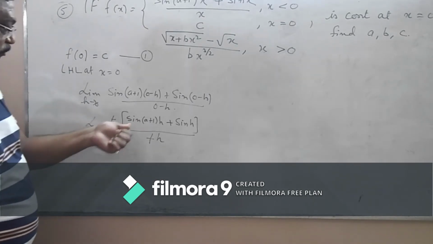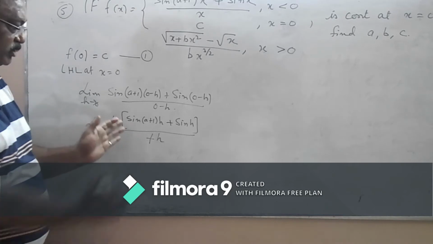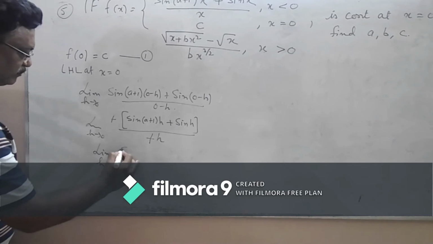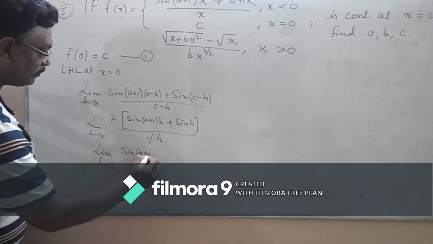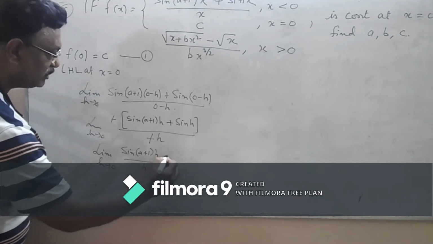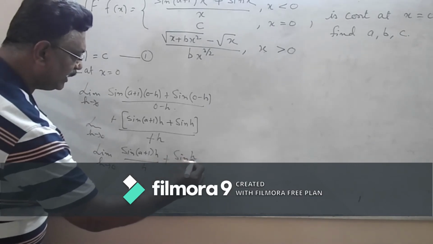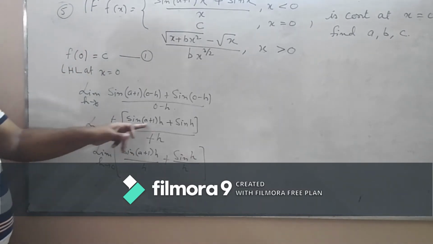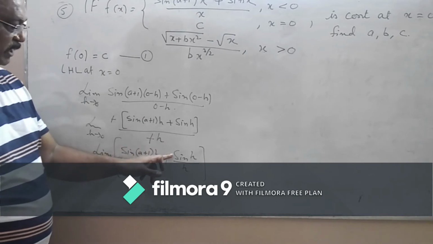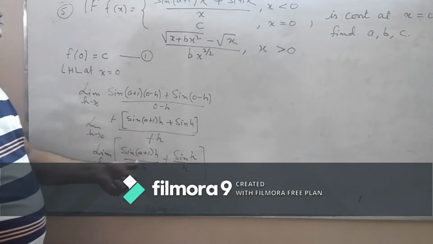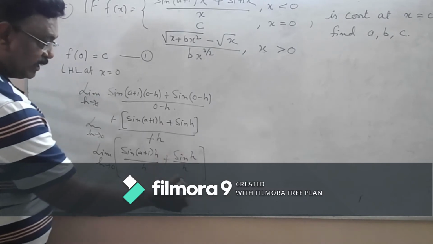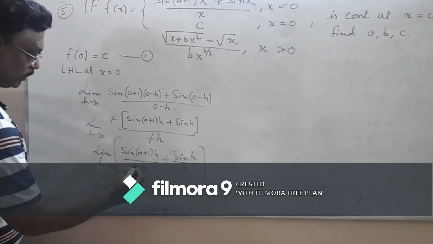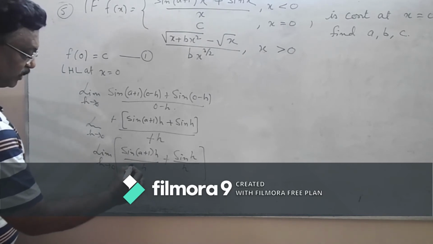Now as we have studied the property, sine theta by theta is 1, so we can split this function into two parts. So this will become sine (a+1)h upon h, and this will become sine h upon h. Now students, you have to apply the property. Of course, this sine h upon h will become 1, but here the angle is (a+1)h. So I need to multiply and divide with a plus 1.